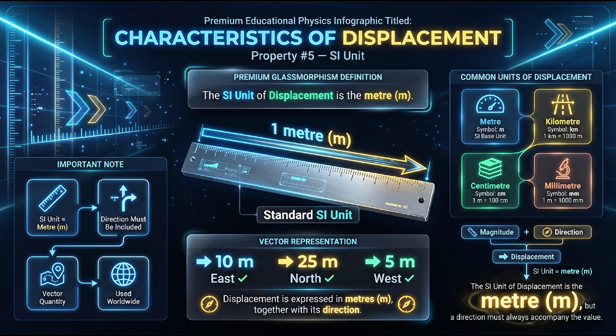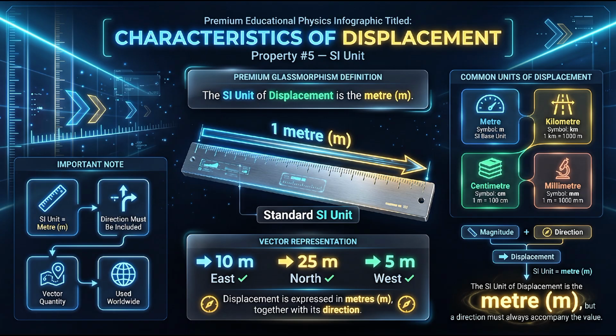For very large displacements, such as the movement of a car between two cities, it is more convenient to use kilometers, represented by the symbol km. 1 kilometer is equal to 1,000 meters. For example, if a vehicle ends up 15 kilometers north of its starting point, the displacement can be written as 15 kilometers north instead of 15,000 meters north.